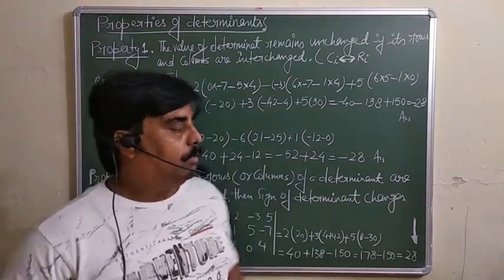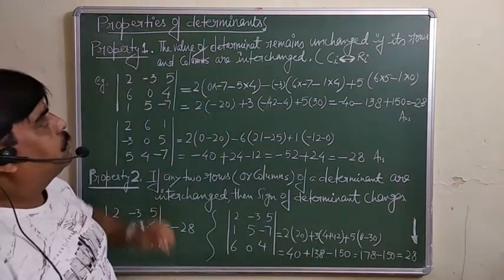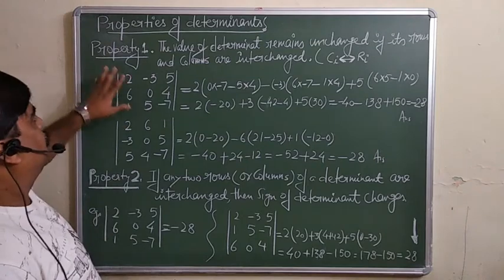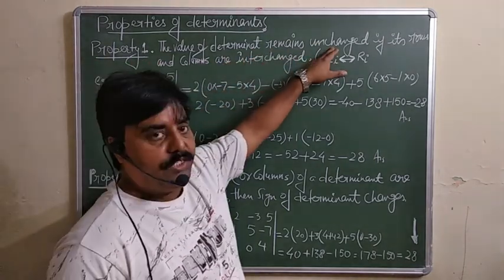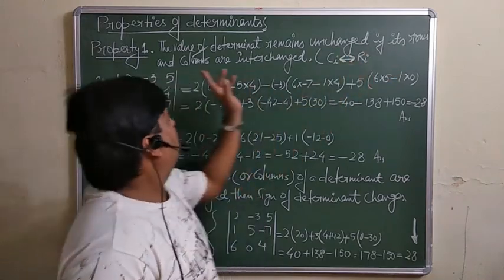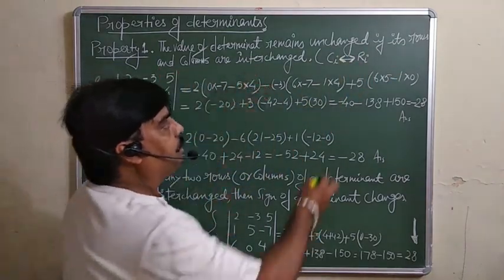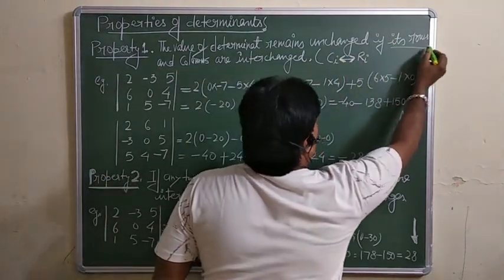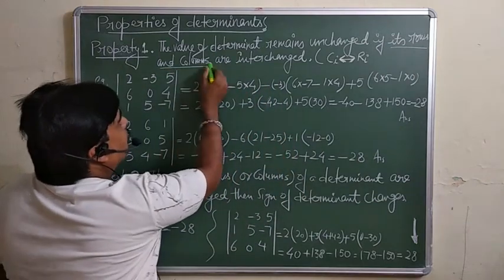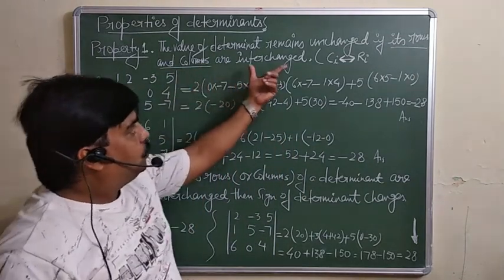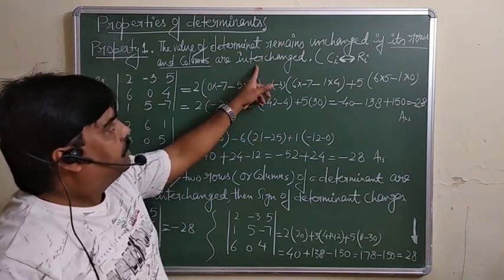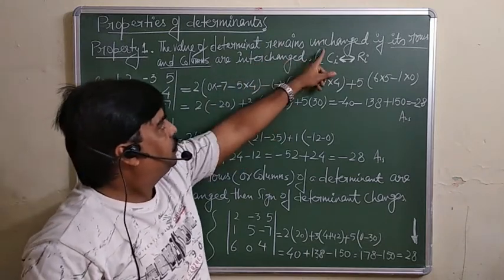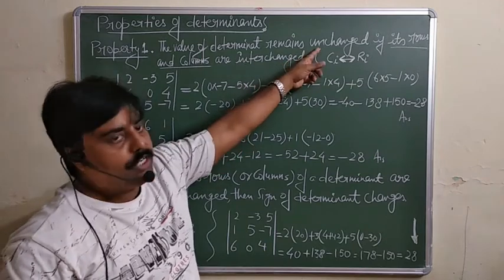Hello everybody. Now the properties of determinants we will discuss. So the first property is that the value of a determinant remains unchanged if its rows and columns are interchanged. If you change every row into a column, then the determinant of the matrix will not change, it will remain unchanged only.